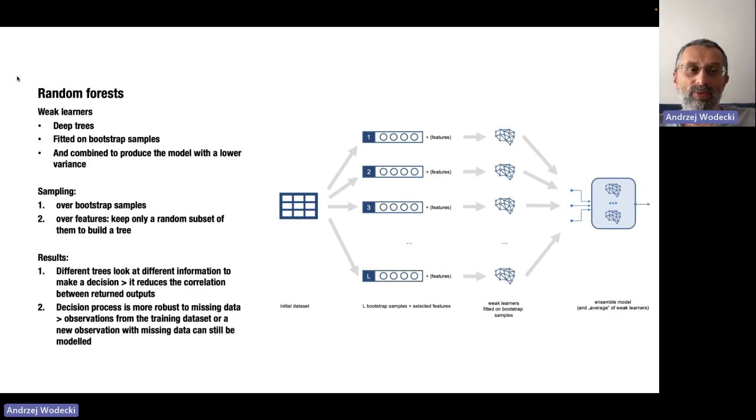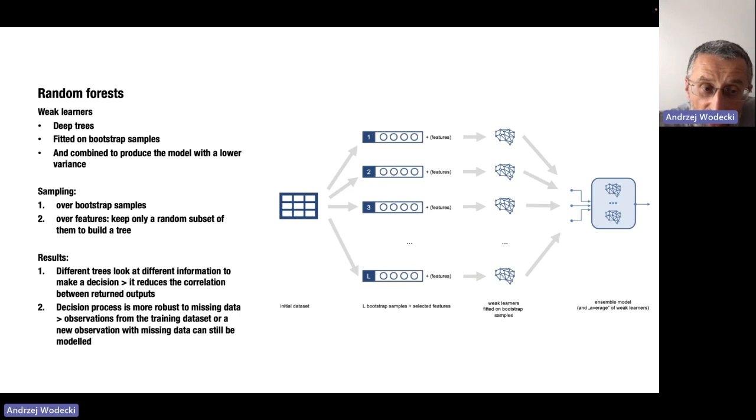So weak learners are deep trees, not shallow trees, but deep trees, because this is parallel training. So the focus is to reduce the variance. Fitted on bootstrap samples and combined to produce a model with lower variance. Sampling is over bootstrap samples, and for the features we keep only a random subset. And the result is very interesting. So that's why random forest is very powerful.